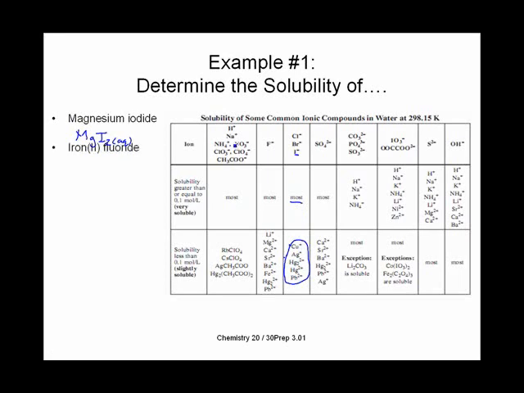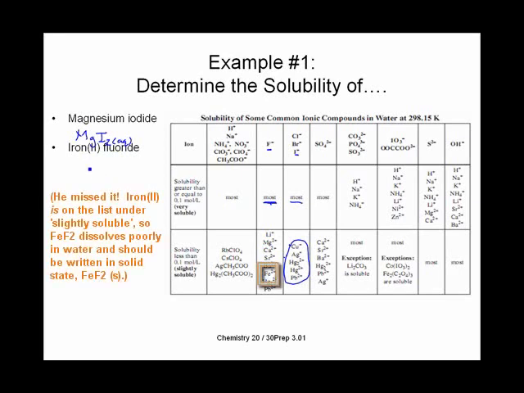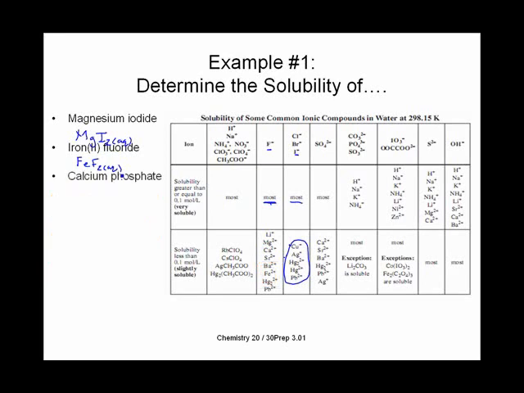Next we'll look at iron 2 fluoride. Again, we find our negative ion, the fluoride. It's here. And then we take a look at our two rows. Most ions are soluble when they're with fluoride. This list in the second column, or the bottom row, shows us all of the ions that are not soluble when they're in fluoride compounds. Since iron's not there, we can say that iron 2 fluoride, or FeF2, is soluble, so we can put a little aqueous beside it.